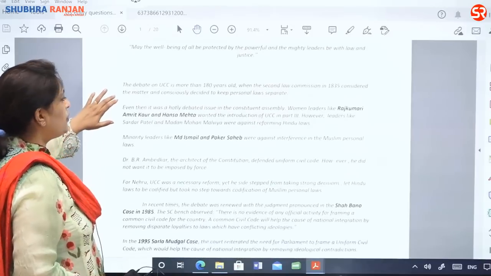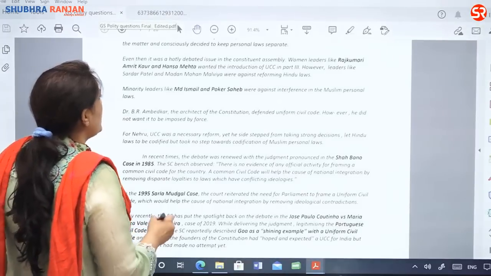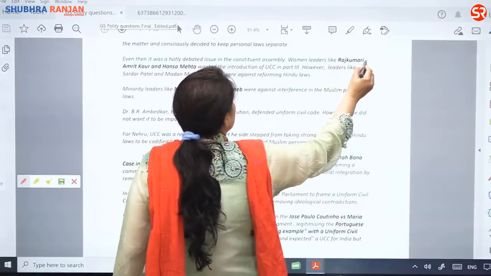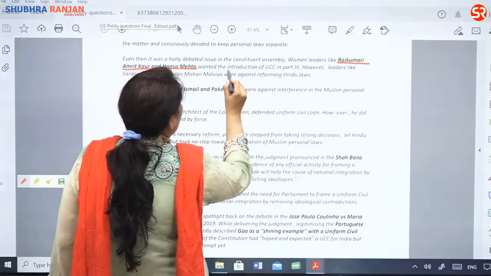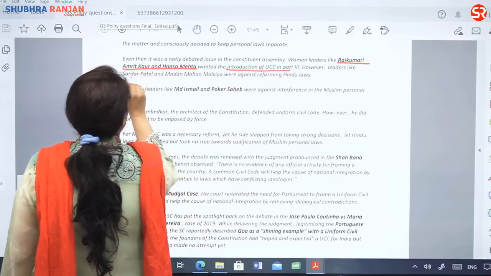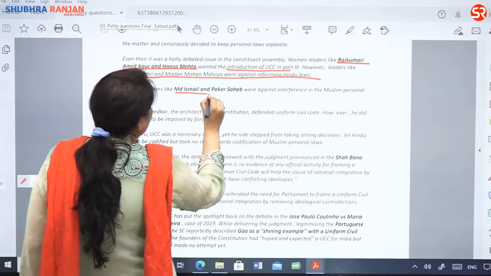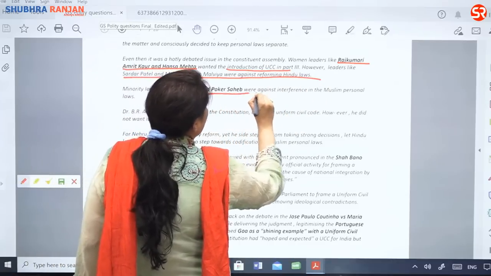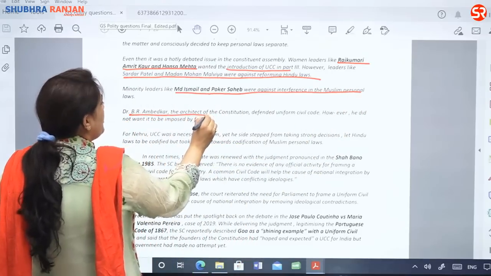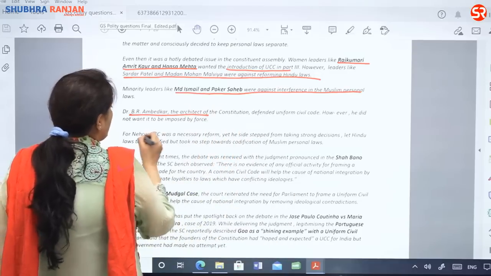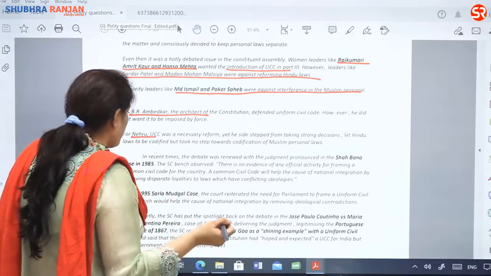Then it was a hotly debated issue in the Constituent Assembly. Women leaders like Rajkumari Amrit Kaur and Hansa Mehta wanted the introduction. However, Sardar Patel and Malviya were against it. Minority leaders like Muhammad Ismail and Pocker Sahib were against. Ambedkar held that it should be introduced but it should not be imposed. Pandit Nehru, despite being a modernist, had somehow sidestepped the issue.